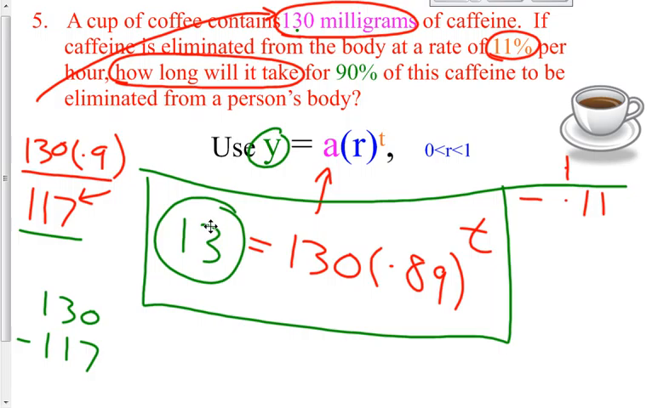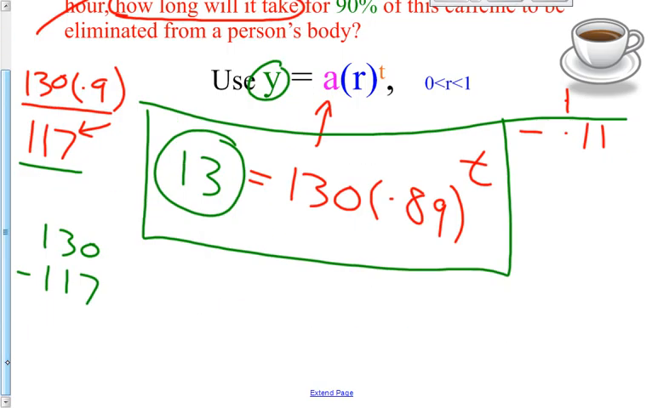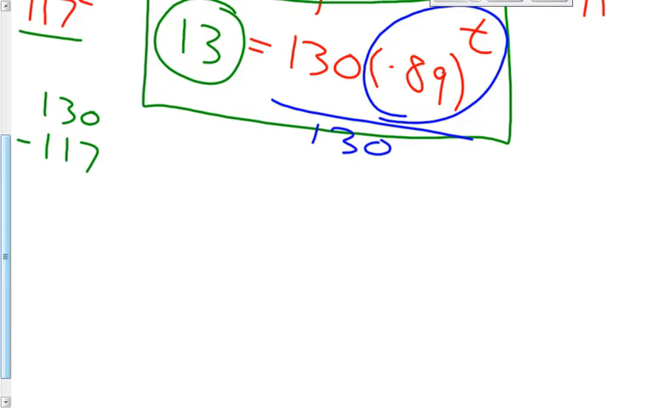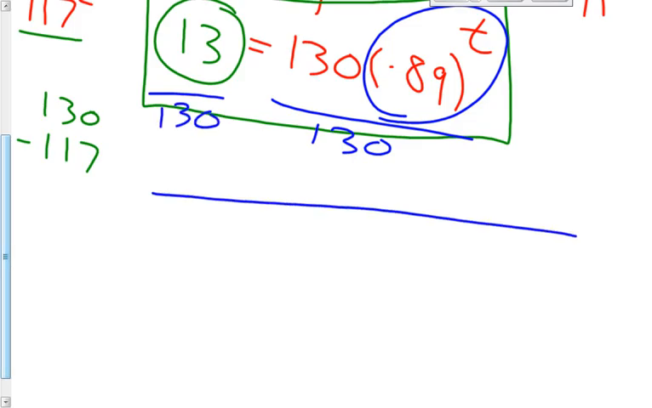Okay, so first, just like problem number 2, I first want to get this part all by itself. So let's get rid of the 130 by dividing both sides by 130. So now 13 divided by 130, there is my value of 0.1, or 1/10. That equals 0.89 raised to the t.